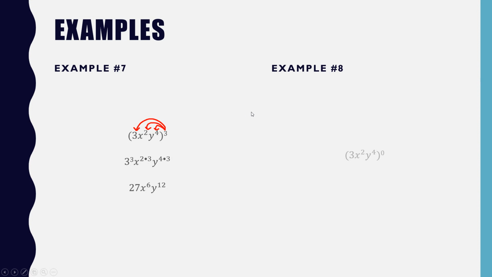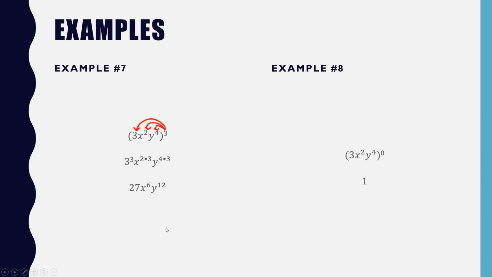All right, let's look at one more example. This one is probably your easiest one. Now, there is a 0 outside of everything that is in the parentheses. So all that this equals, very simply, is 1.